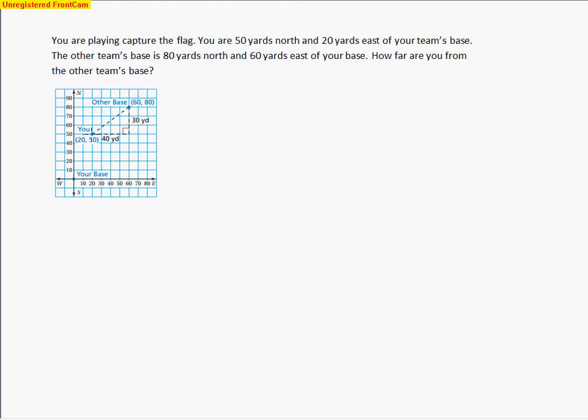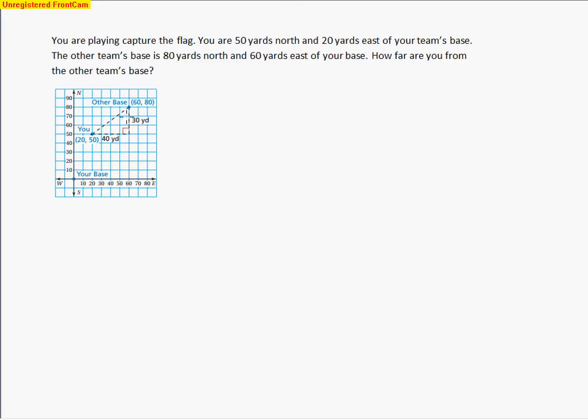And then it says that the other team's base is 80 yards north and 60 yards east of your base. How far are you from your other team's base? So this is where you are, and this is your other team's base. They just mentioned those coordinates, and we're trying to find out what that length is.